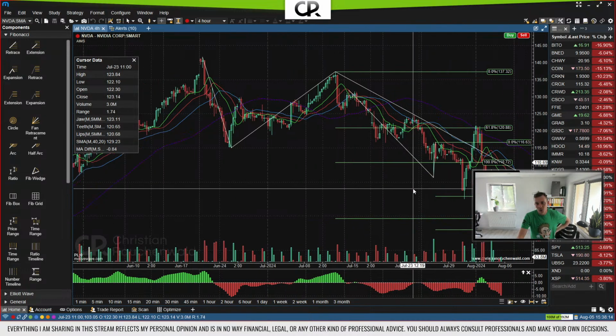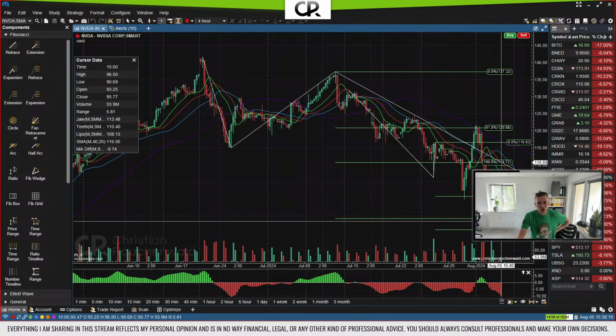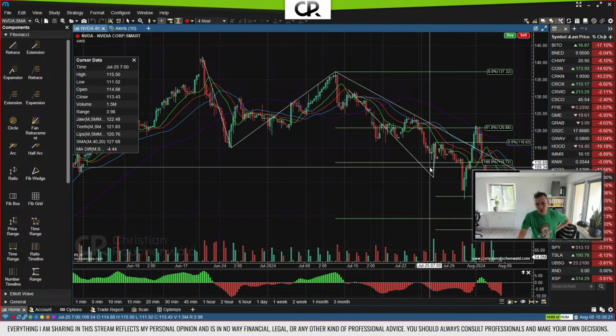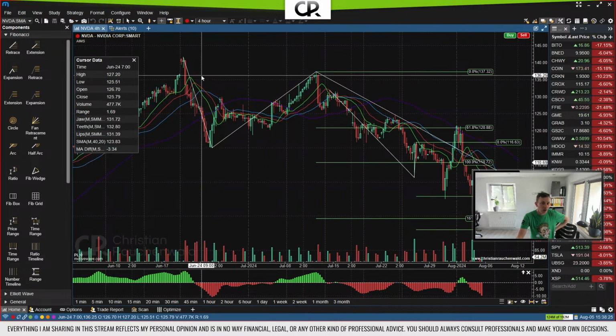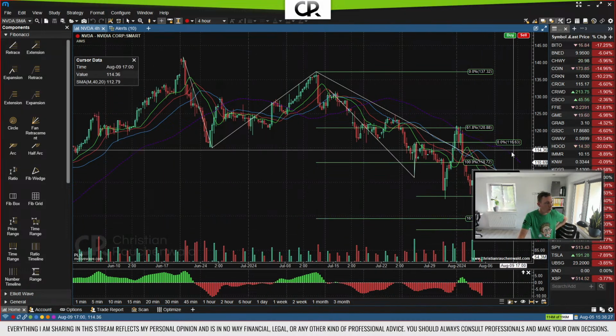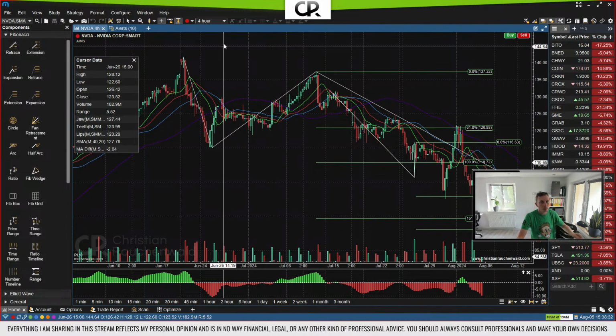Now, however, we have to consider that this is actually not an ABC correction, but that this is the start of a bigger downwards trend. So we'll see, and in case of NVIDIA, we'll see if we will recover from here. I don't think it will happen. We might see a small bounce, but I think actually what's happening is the following.